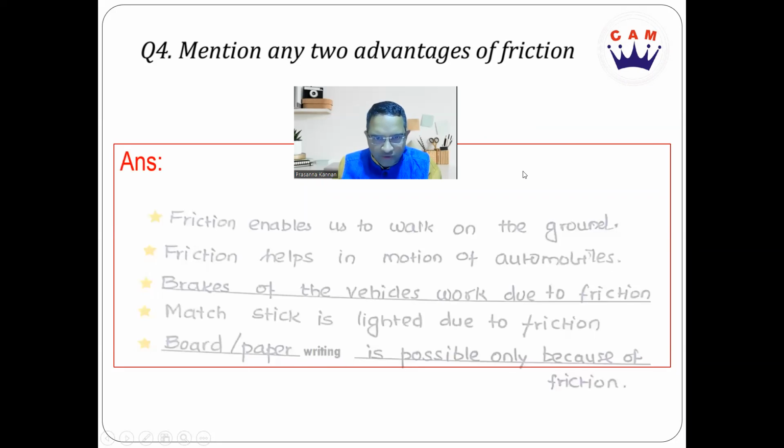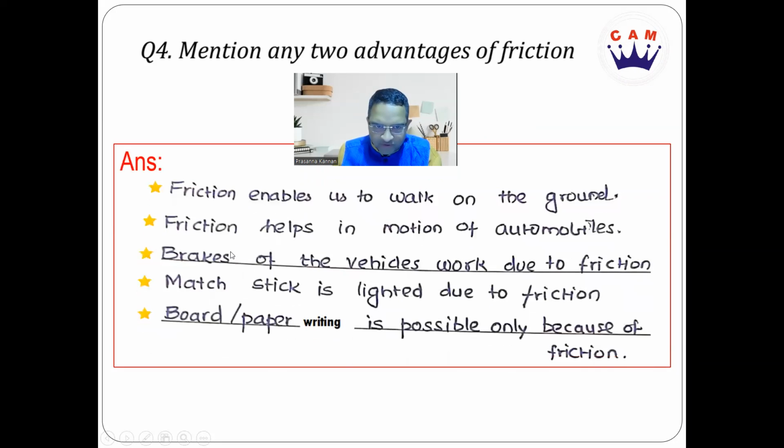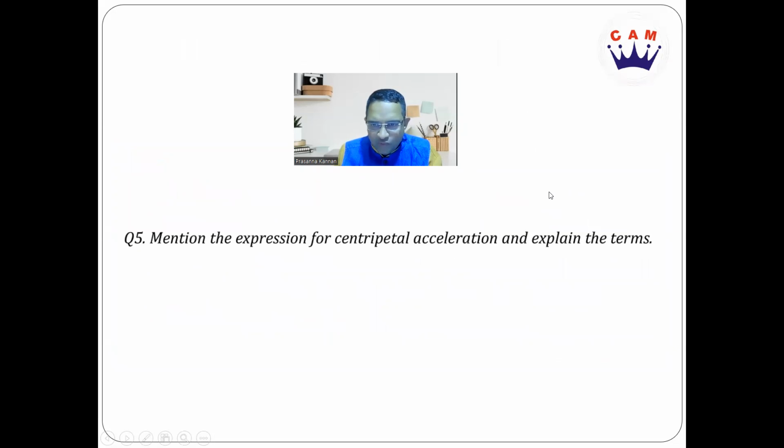Okay, so let's look at what possible answers you could have written. Friction enables us to walk on the ground. Friction helps in motion of the automobiles. Brakes of the vehicles will work only due to friction. A matchstick lights due to friction. Writing on a board or paper is possible only because of friction. So we could list a lot of examples. Just 1 or 2 of them would be good for this question. Move on to the next one. Mention the expression for centripetal acceleration and explain the terms.